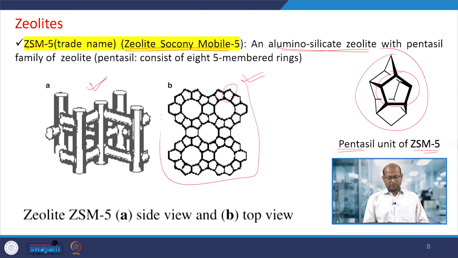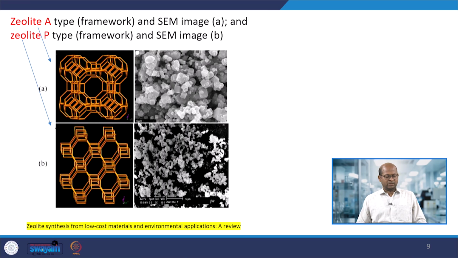This type of structure or geometry is present, and the alumina and silica, whatever metals are present, are connected with oxygen. So they are distributed, and this type of structure formation is there. Here are zeolite A and zeolite P types, two different types of frameworks. You can see these two depending upon their method of preparation. So different types of microporous zeolites form depending upon their method of synthesis.